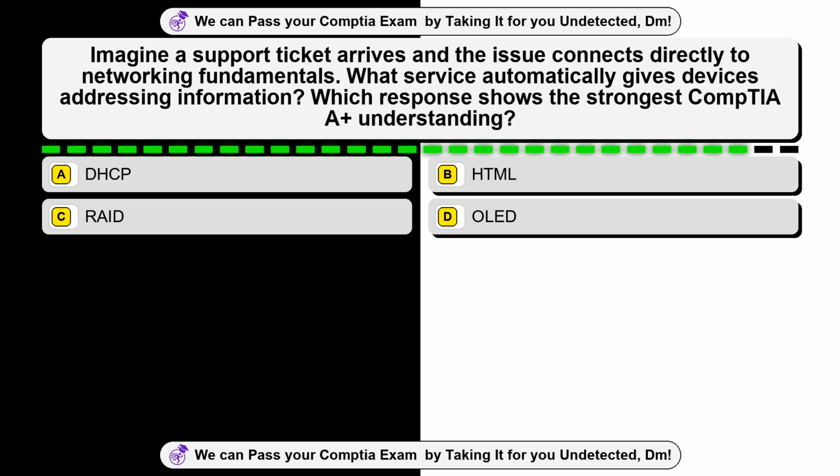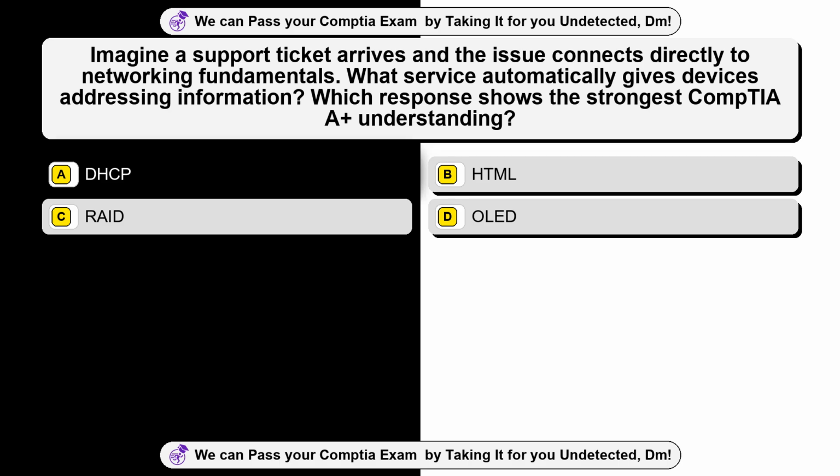Question 4. Imagine a support ticket arrives and the issue connects directly to networking fundamentals. What service automatically gives devices addressing information? Which response shows the strongest CompTIA A+ understanding? Option A, DHCP. Option B, HTML. Option C, RAID. Option D, OLED.